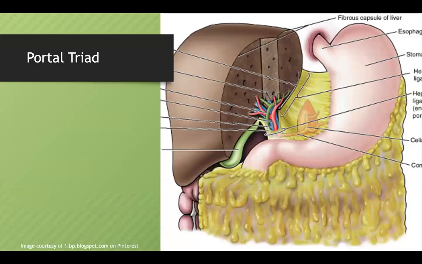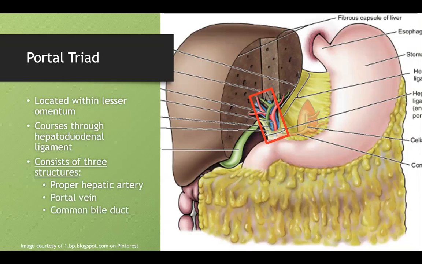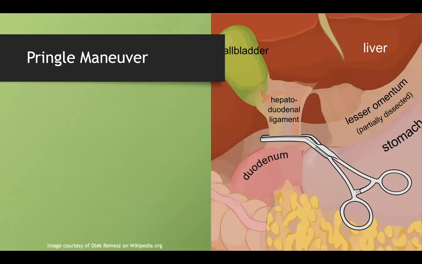Now let's talk about the portal triad, which we've discussed in previous lectures. This is located within the lesser omentum, located here, and it courses through what's known as the hepatoduodenal ligament, which, as the name suggests, connects the liver and the duodenum. There's three structures you need to be aware of: the proper hepatic artery, the portal vein, and the common bile duct.